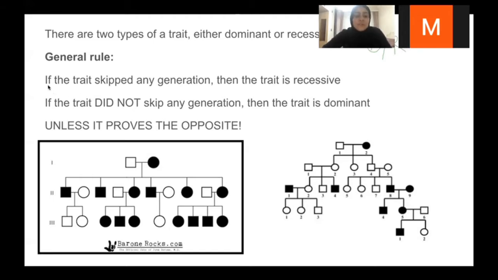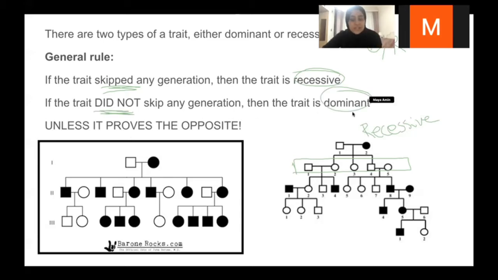Okay, so the first rule is if the trait skipped any generation, then the trait is recessive, as it is shown here that in the second generation there were no people showing the trait, which means that this trait in this pedigree is going to be a recessive trait. And the second rule is if the trait did not skip any generation, then this trait is a dominant trait. If it appeared in all the generations, this means that it is a dominant trait, okay? As it is shown here in this pedigree, that it is shown in all the generations, so it is a dominant trait. Okay, so the exception is unless the pedigree proves the opposite, okay?